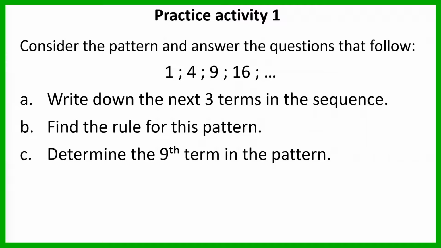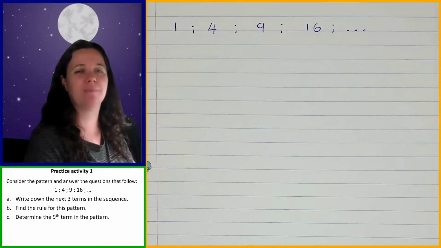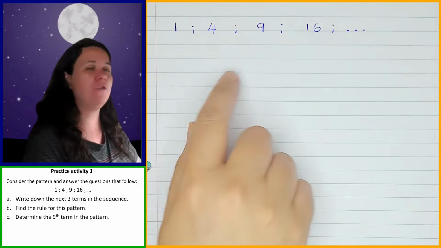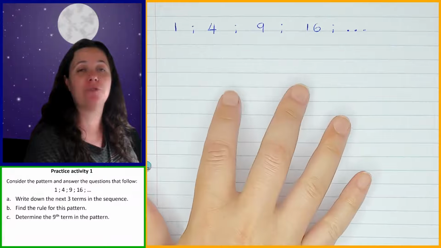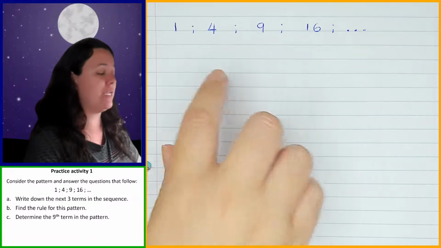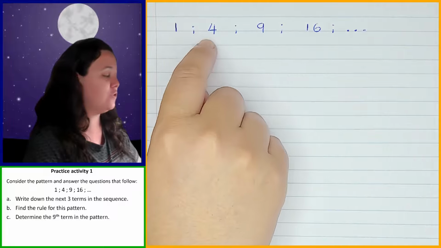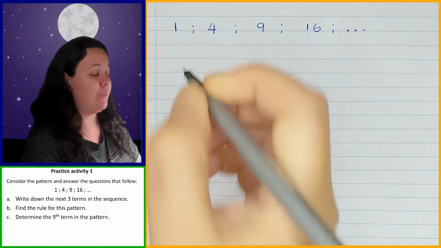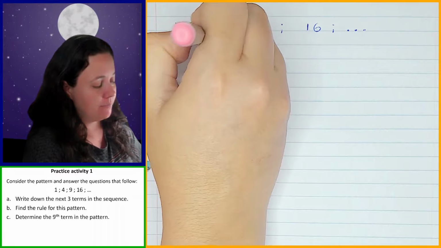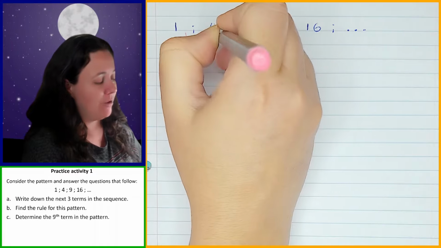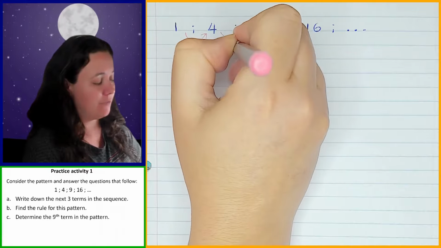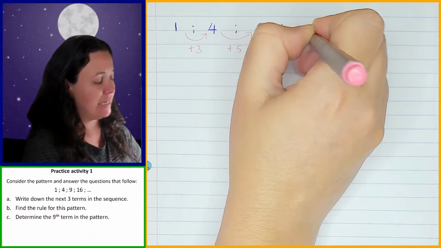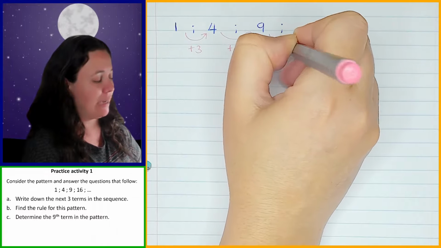Okay, so let's go through that and see what you should have got. Over here I've got my pattern 1, 4, 9, 16. Now I already told you that this pattern doesn't have a constant difference or a constant ratio, but let's quickly check. If I go from 1 to 4, I would be adding 3. But if I go from 4 to 9, I can't add 3, I need to add 5. Again, if I go from 9 to 16, I also can't add 3, I would add 7.